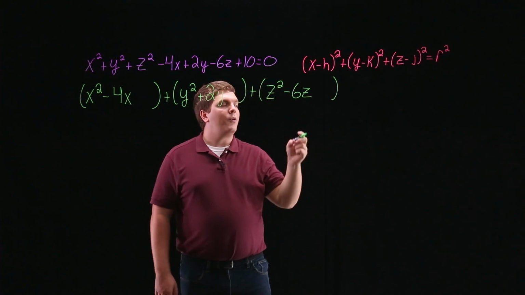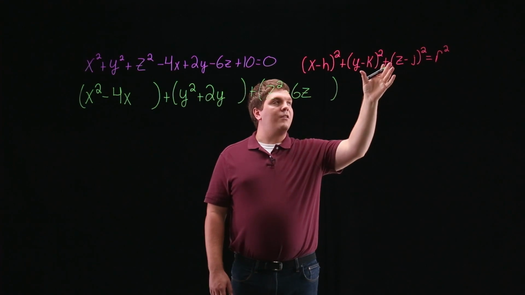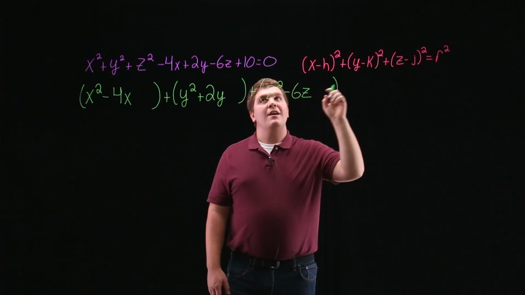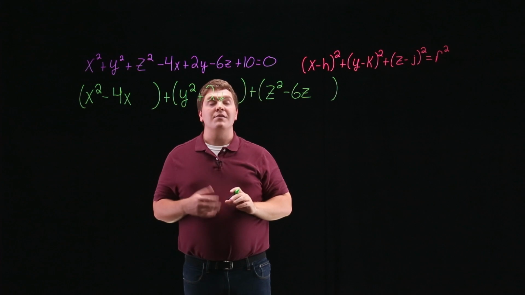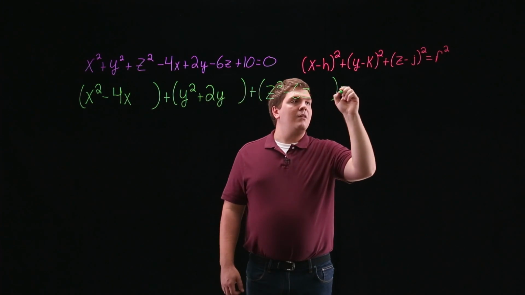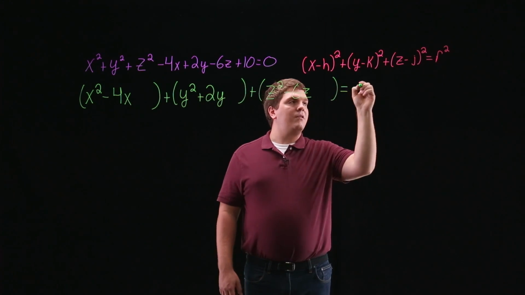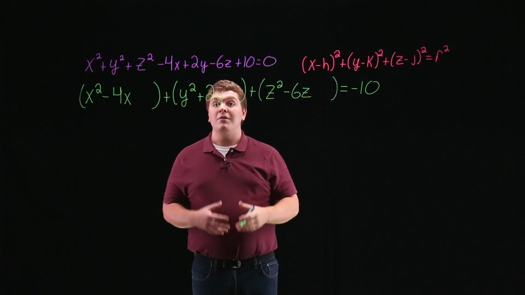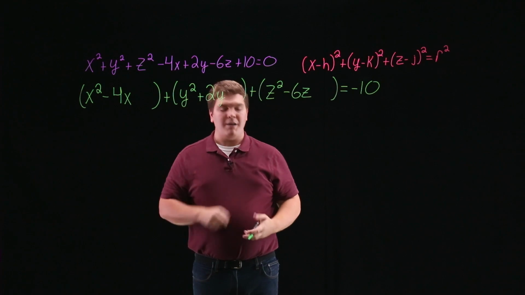When we look back at the standard equation of a sphere, we don't have any constants on the left-hand side. So I'm going to subtract 10 from both sides of the equation, so this is equal to negative 10. Now here's where I'll want to complete the square 3 times.